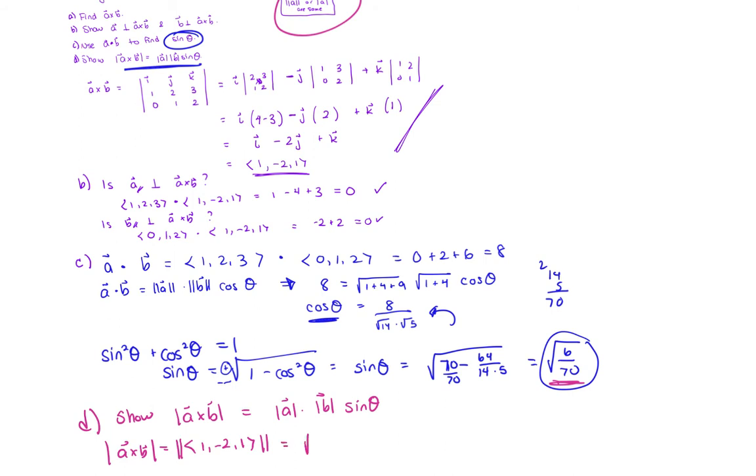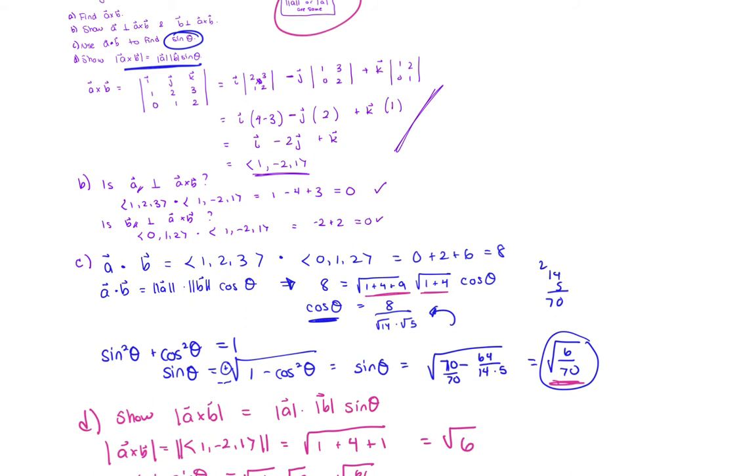So the magnitude is the square root of 1 plus 4 plus 1. So that's the square root of 6. And now the magnitude of A times the magnitude of B times the sine of the angle in between is, remember we already found those magnitudes up here. So that's root 14 times root 5 times the sine was root 6 over 70.